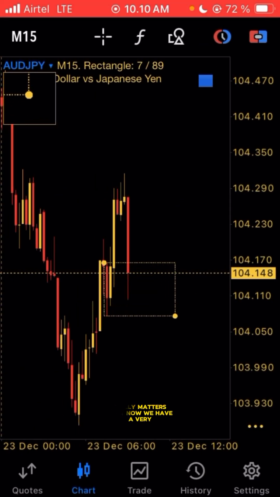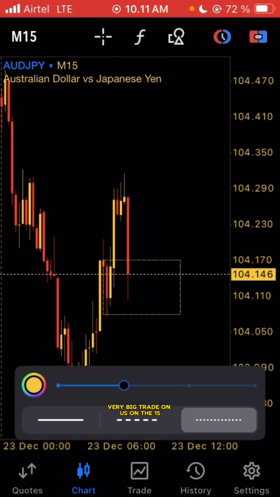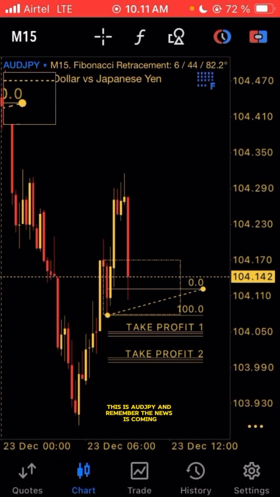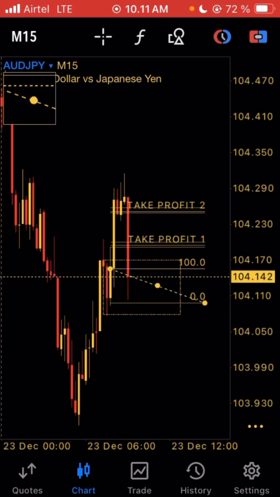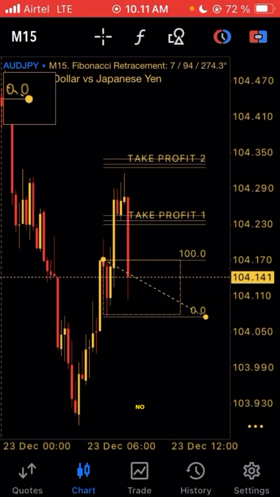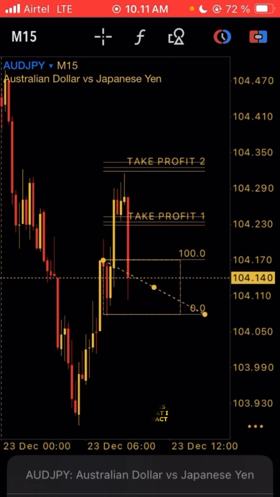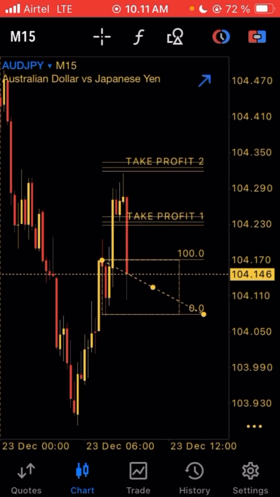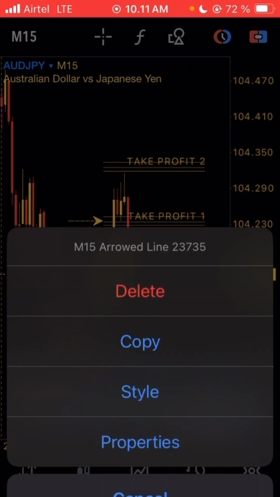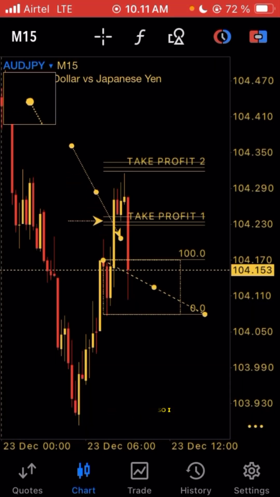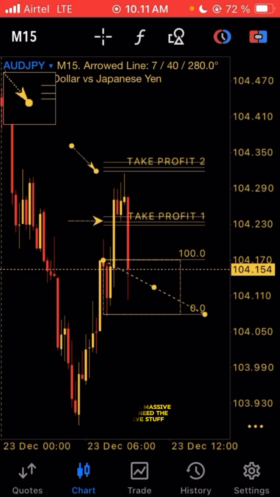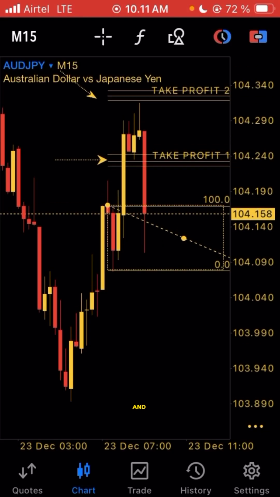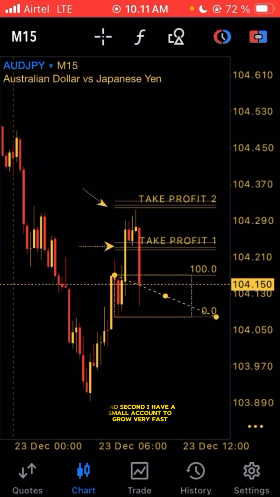Right now we have a very, very big trade on us on the 15-minute time frame. This is AUDJPY, and remember, the news is coming. So not all trades basically that I use high impact, but majority of these trades that I'm taking require massive moves, massive stuff. So I need the massive moves. I need the massive stuff because I have very little time to trade, and second, I have a small account to grow very fast.